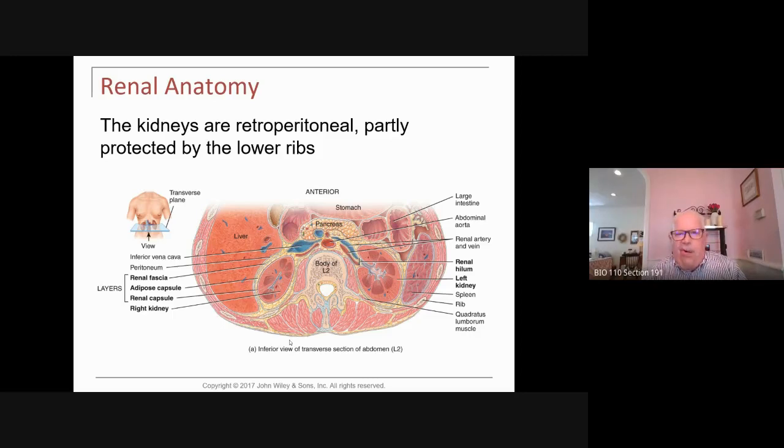The kidneys are retroperitoneal. What does that mean? That means that they are behind the peritoneum. Retro means behind or below. They are not covered by the peritoneal membrane. Okay? So the peritoneal membrane does not cover the kidneys. So it's not protected by a serosal membrane, but it is protected by your lower ribs. So that is extremely important to understand.